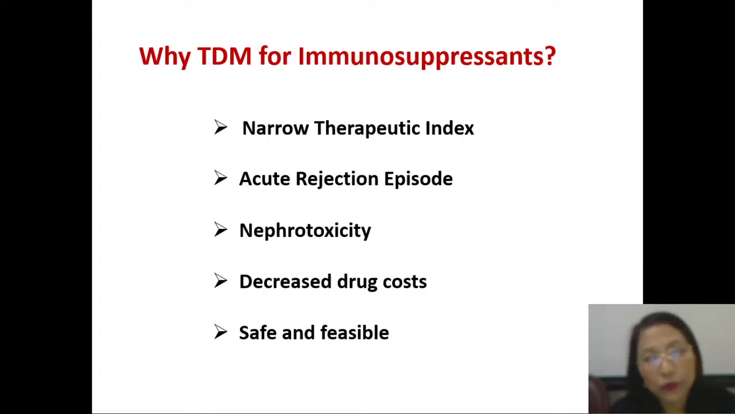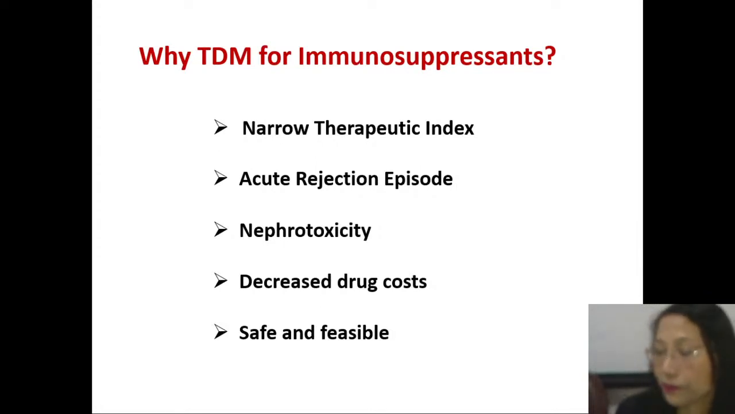Most of the drugs are nephrotoxic, and so to avoid nephrotoxicity we may have to do therapeutic drug monitoring. And in a way this can result in decreased drug cost, because most of these drugs are very expensive. So if you give a proper dose, then we may decrease the dosing, as well as avoid the toxicity. So this will result in decrease in drug cost, and it is safe and feasible. So for most of the immunosuppressant drugs we may need to do therapeutic drug monitoring.